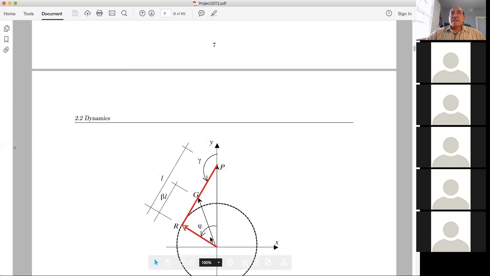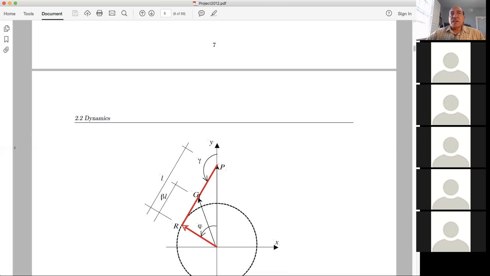So the kinematics is describing the vector R, the vector G and the vector P. So the three vectors. G is the vector from the center to the center of mass of the connecting rod. So G is the center of mass of the connecting rod.